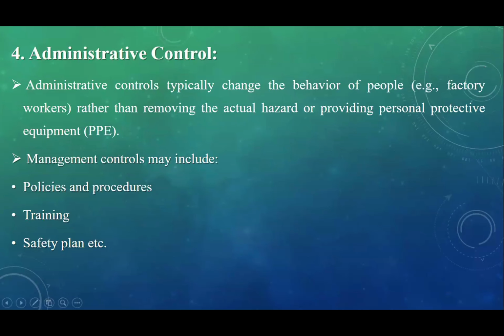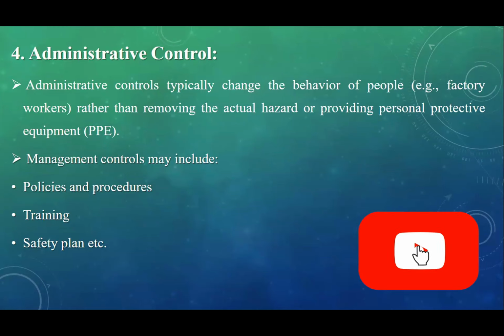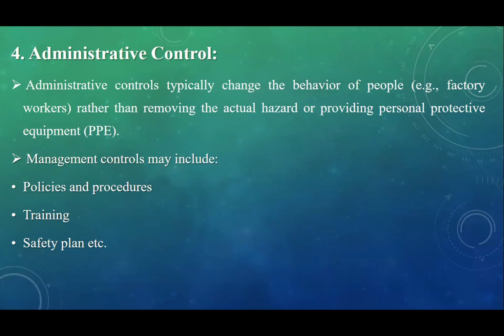The fourth one is administrative control. Administrative control typically changes the behavior of people, rather than removing the actual hazard or providing personal protective equipment. So here you can see the management controls may include policies and procedures, training, and safety plans. All this comes under administrative control, which changes the behavior of people.